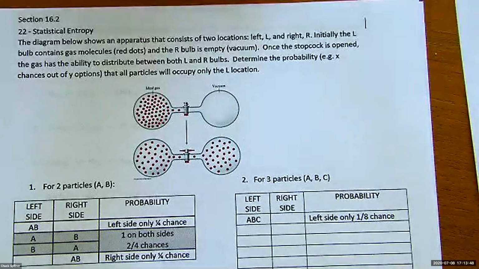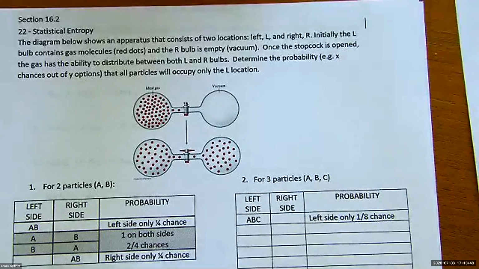So if you have the situation where you have two particles in the left side, or two particles on the right side, or one particle on the left and one on the right, and these particles are not the same, they're individual particles, so we can switch them and put the B particle in the left and A particle in the right. So the chance of having one particle on both sides is 2 out of 4, which is statistically more likely than having the particles exist on one side or the other.